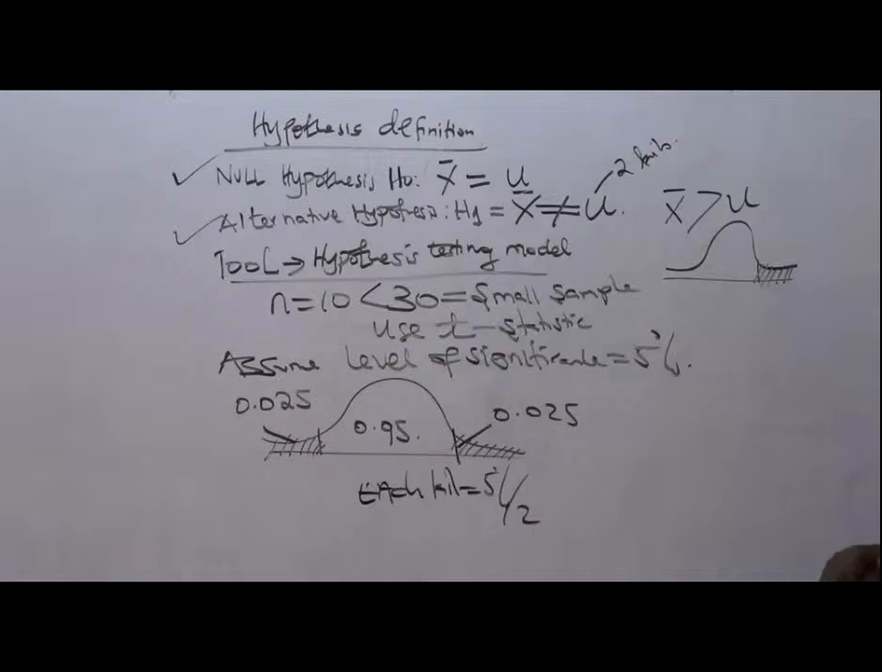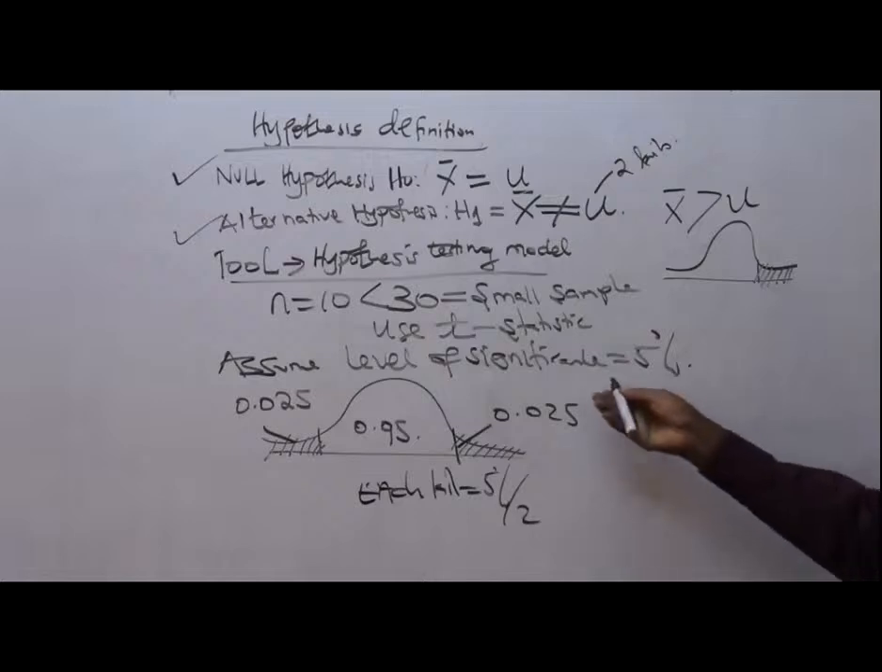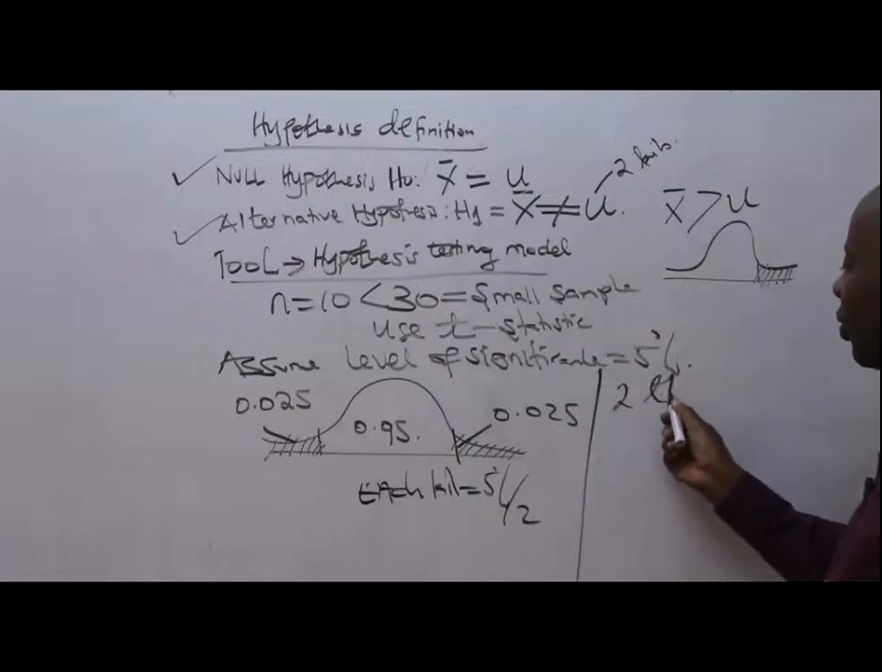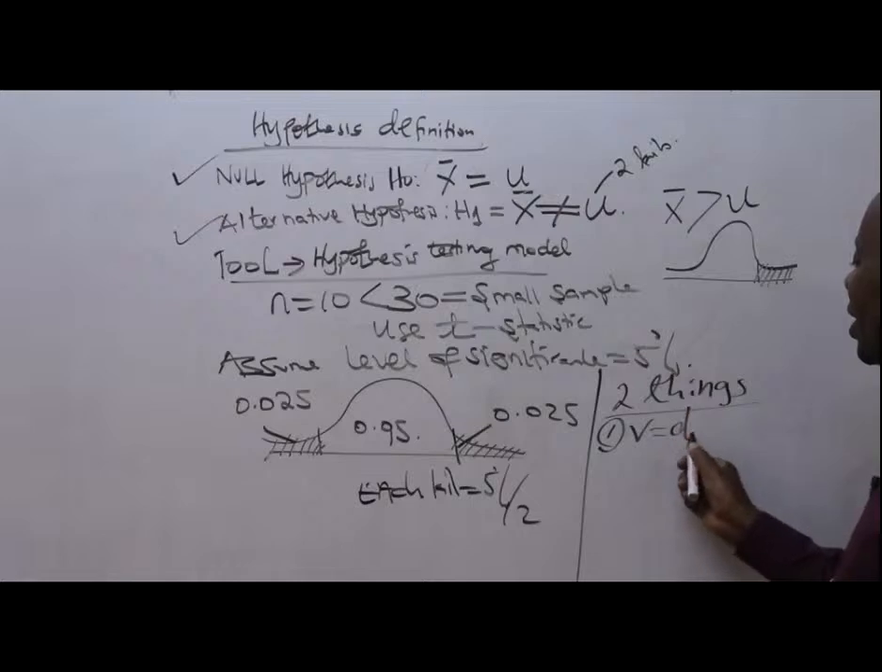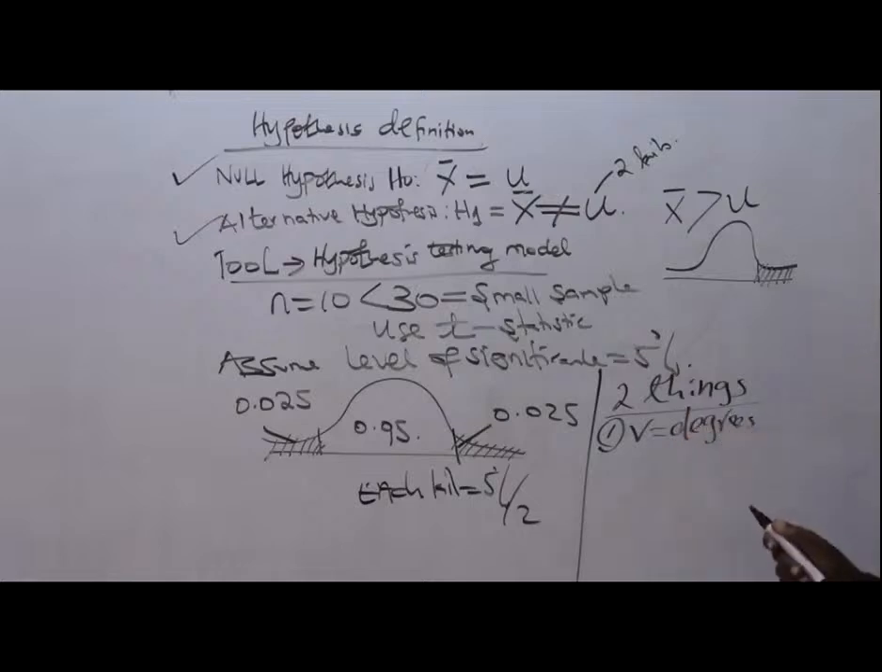Now, ladies and gentlemen, having been able to draw this nicely, I need two things to be able to read this from my table. Number 1, I'll need V. V stands for degrees of freedom. To get degrees of freedom V, we normally talk of n minus 1. So n in this particular case, we're told n is 10. So it will be 10 minus 1, this gives me 9.